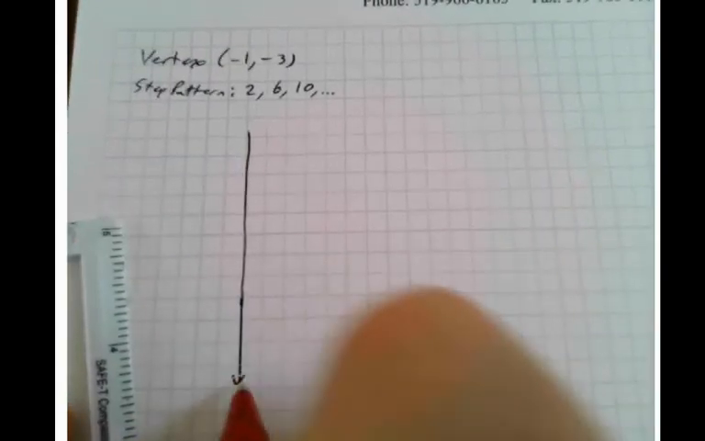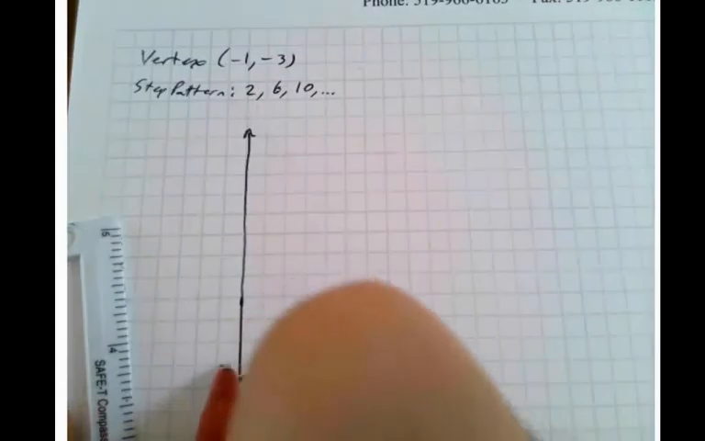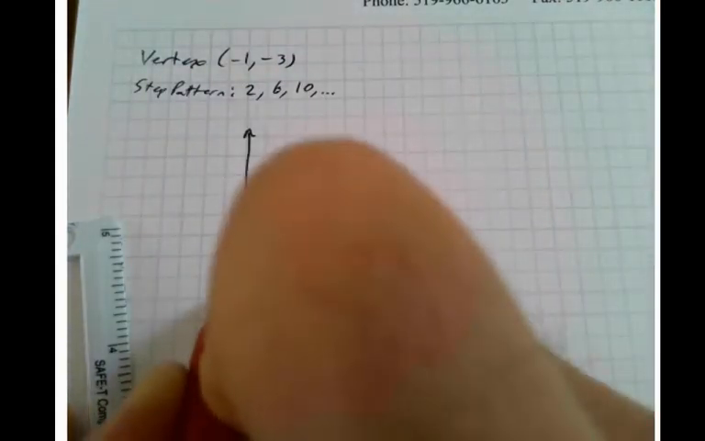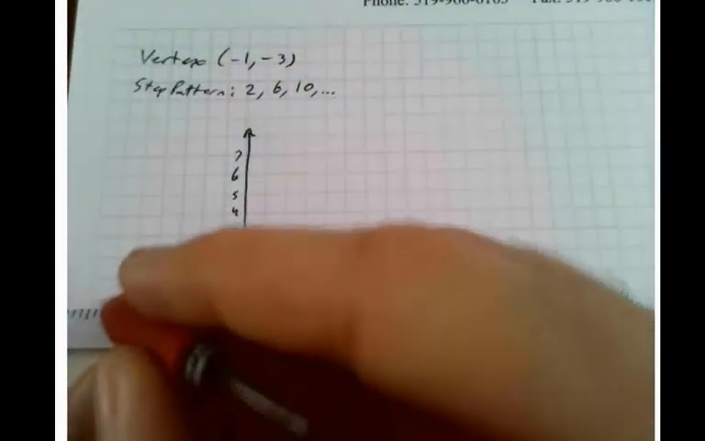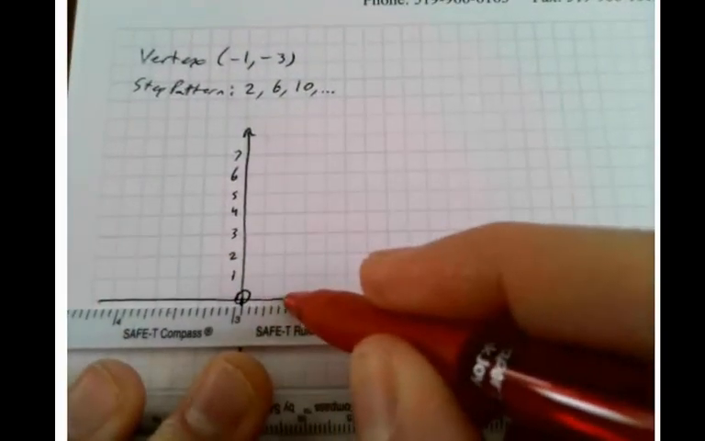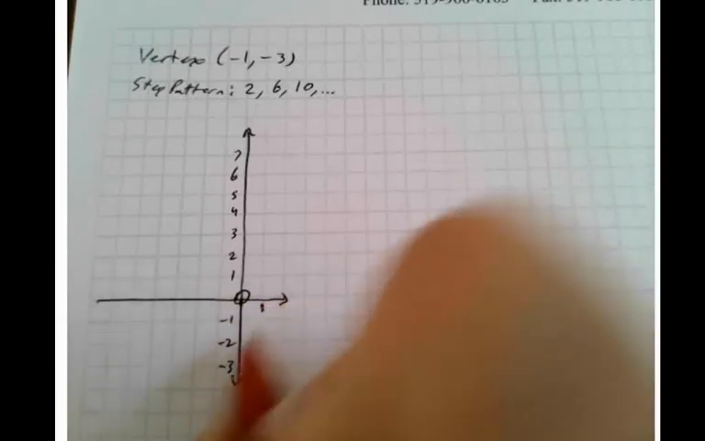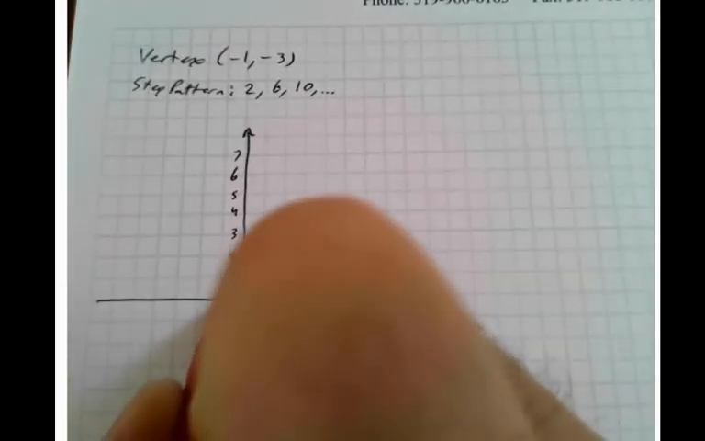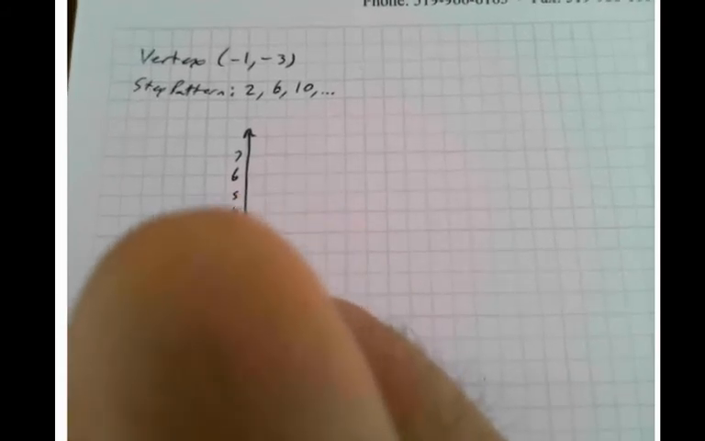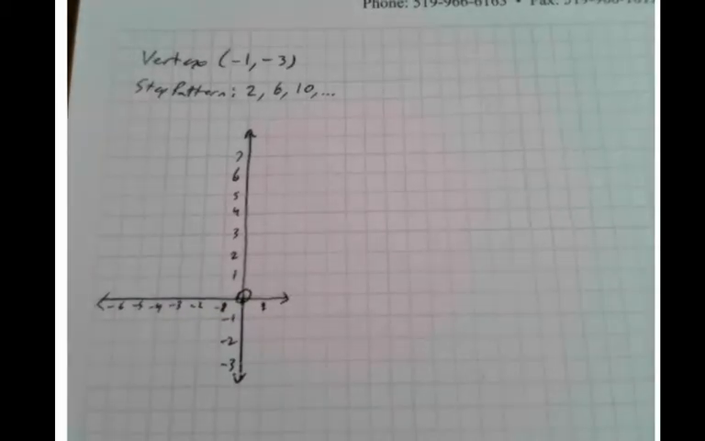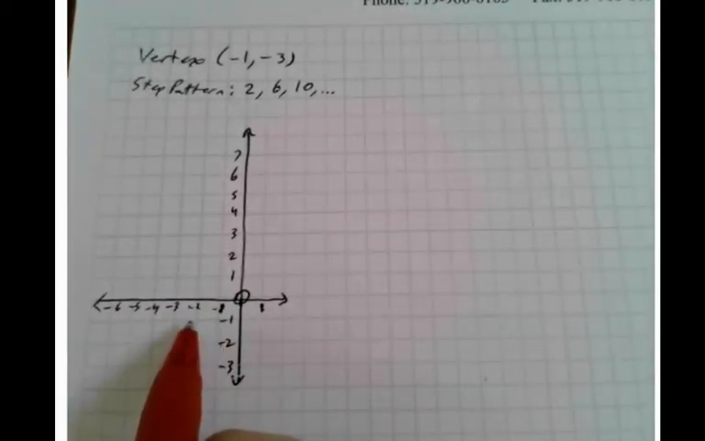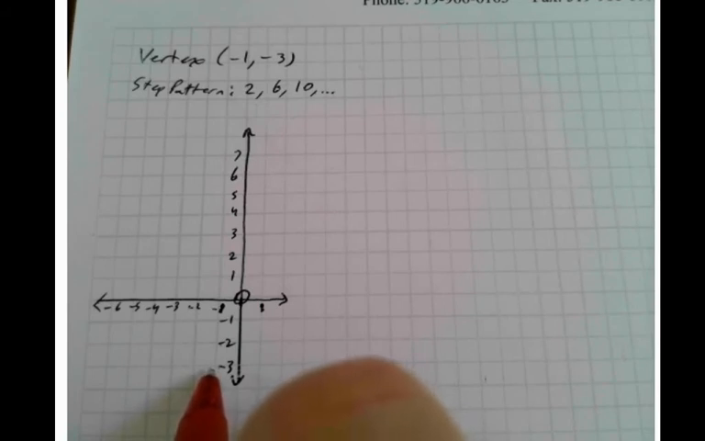So I will start at -3, -2, -1. I'll make this my big 0 point. 1, 2, 3, 4, 5, 6, 7. And I'll make this my x. I don't really have to go much on the right side, so I'm just going to label a 1 there. -1, -2, -3, -4, -5, -6, and so on like that. Now, -1, -3 will be at this point.